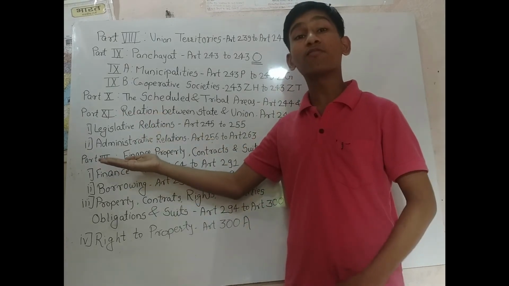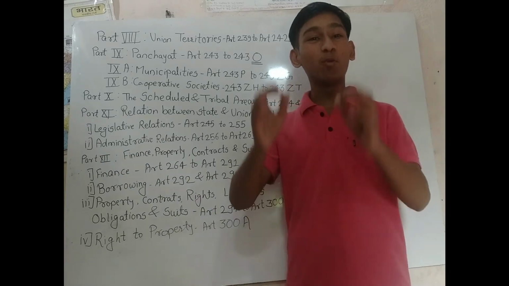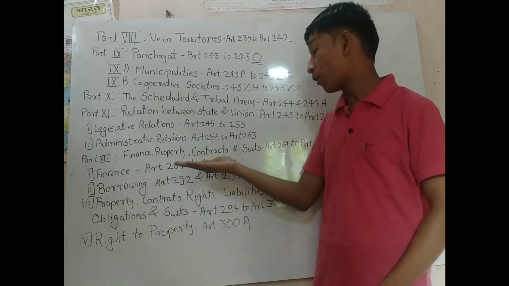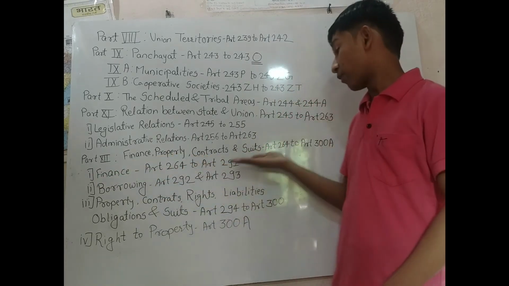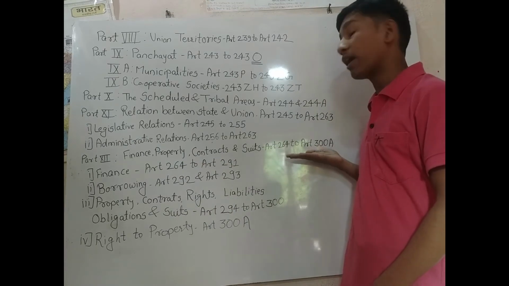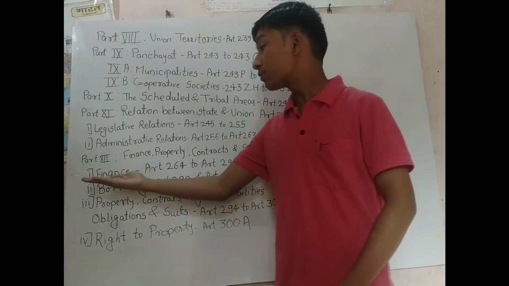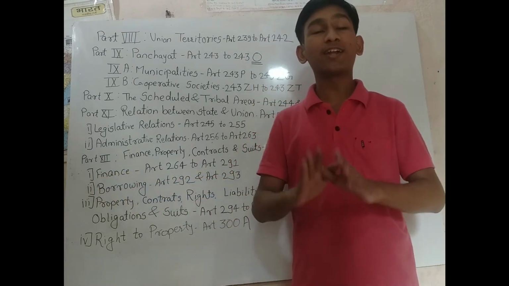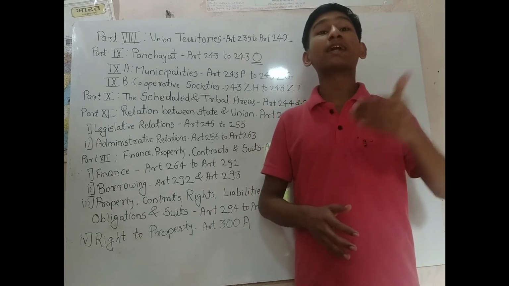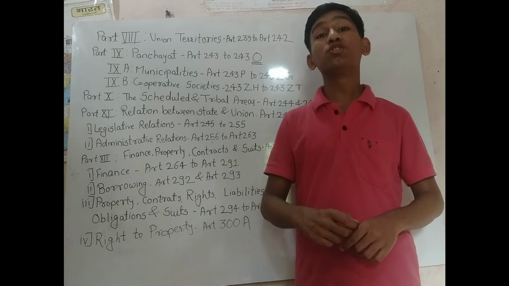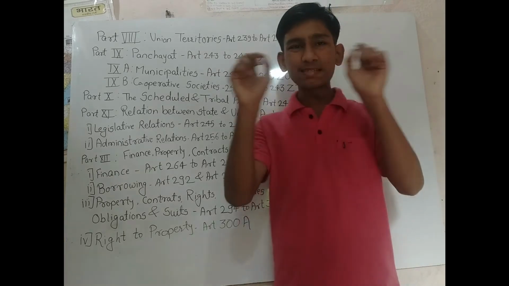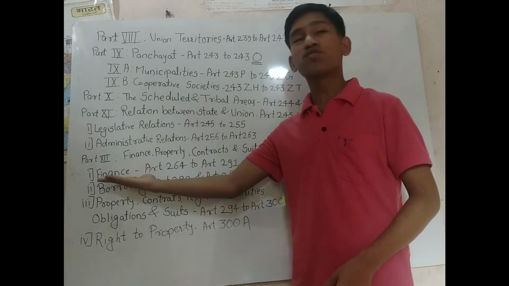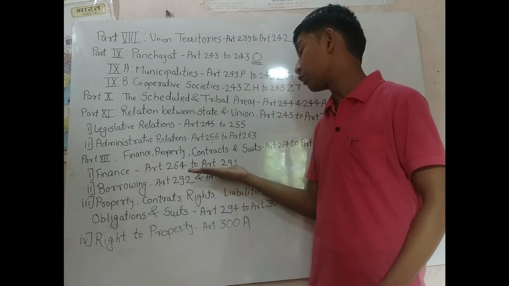Next, it is the part 12th of the Indian Constitution, which for us is the most important part regarding our economy, finance, property, contracts and suits, lying from Article 264 to Article 300A. So the first chapter is regarding the finance: what are the taxation methods in our country, how the tax should be collected, what committees or what bodies should be there for the tax collection, and every single piece of information regarding the finance and taxation in our country is mentioned in this first chapter from Article 264 to Article 291.